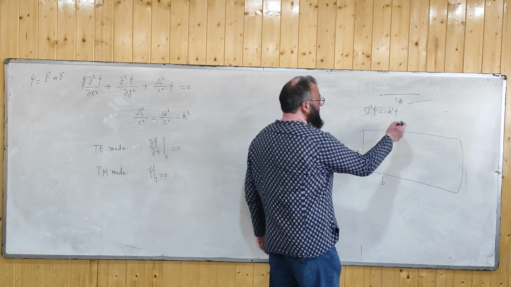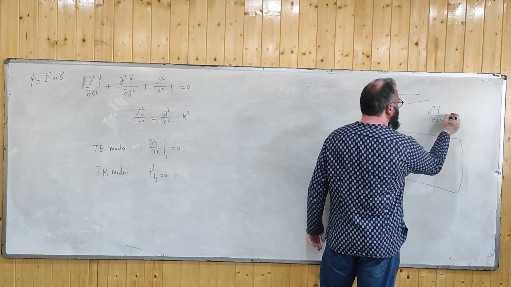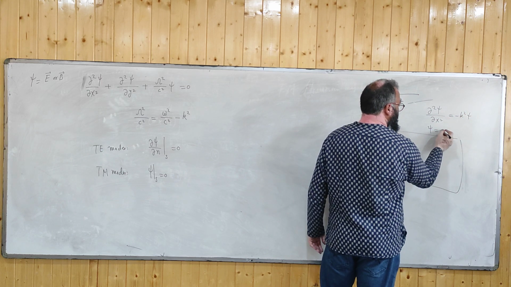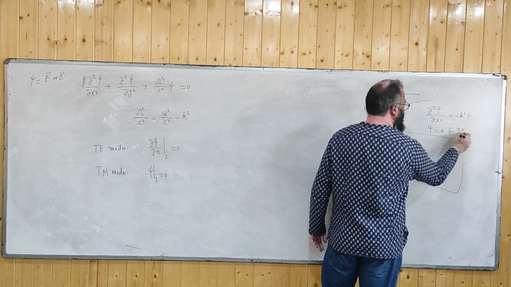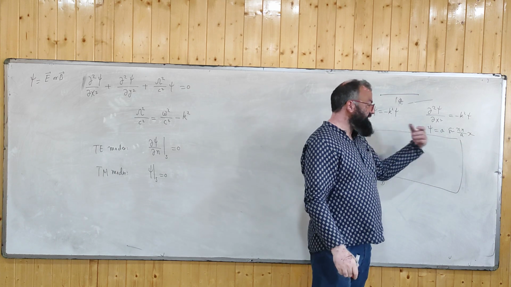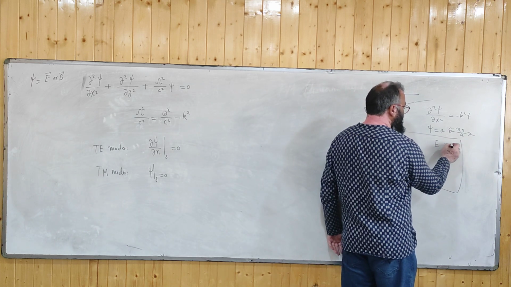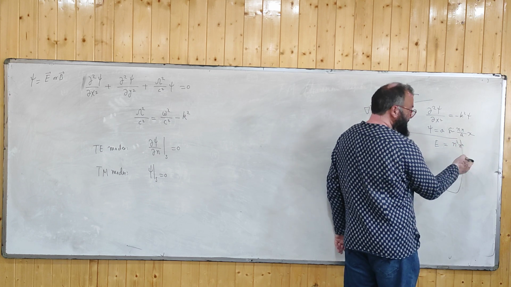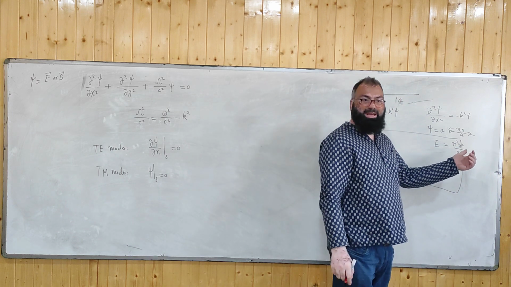So you are solving this: partial squared psi by partial x squared is equal to minus k squared psi. So your psi is some normalization constant times sine of n pi by a x. Is that true? And you know what the energy is? The energy eigenvalues are simply n squared pi squared h cross squared divided by a squared. Forget about that h cross squared by 2m.